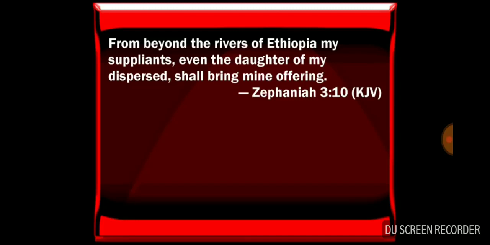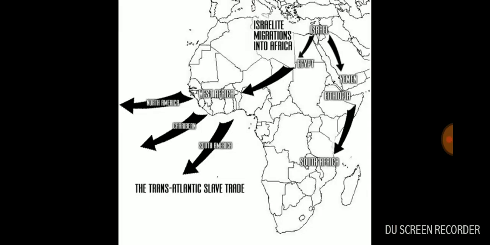Another key precept in understanding where the northern tribes are located lies in Zephaniah chapter 3, verse 10. "From beyond the rivers of Ethiopia, my suppliants, even the daughter of my dispersed, shall bring mine offering." The word suppliants simply means servant. Don't let the fancy language fool you, family. Now, beyond the rivers of Ethiopia refers to the interiors of Africa.